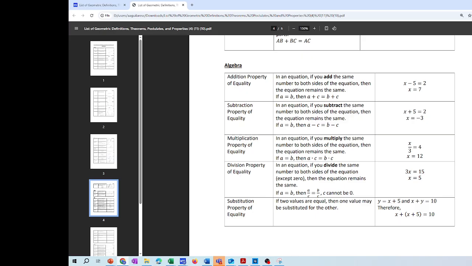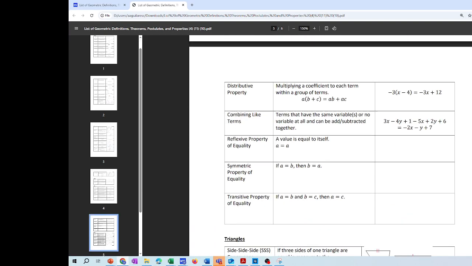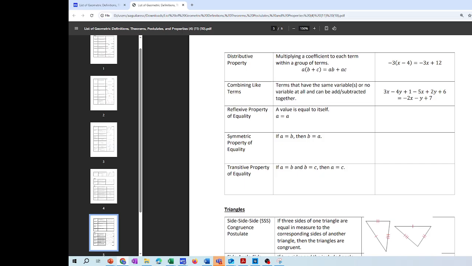And then we also have the distributive property. You just remember when you have a parenthesis, that means that the -3 is going to multiply that x, the -3 is going to multiply the -4.